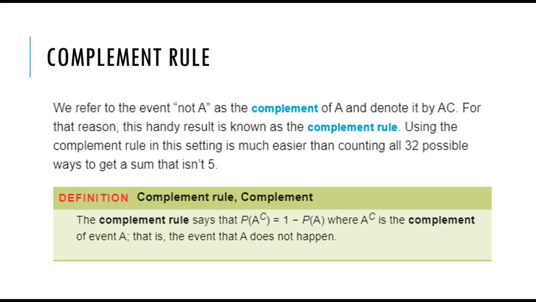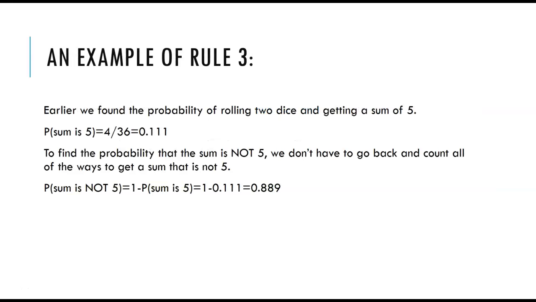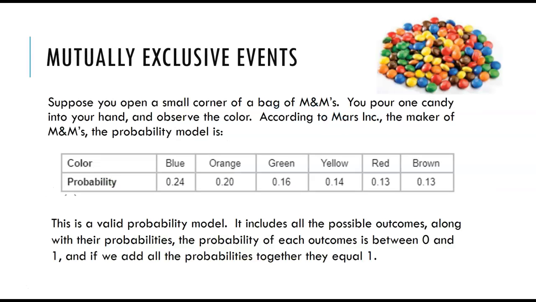Using the complement rule in this setting is much easier than counting all 32 possible ways to get a sum that isn't 5. The complement rule just says that if we are finding the probability of A complement, we just do 1 minus the probability of A. And remember, A complement is a complicated way of saying event A does not happen, not A. So if we go back, the complement of getting a sum of 5 is that the sum is not 5. Again, there's sort of like opposites here.